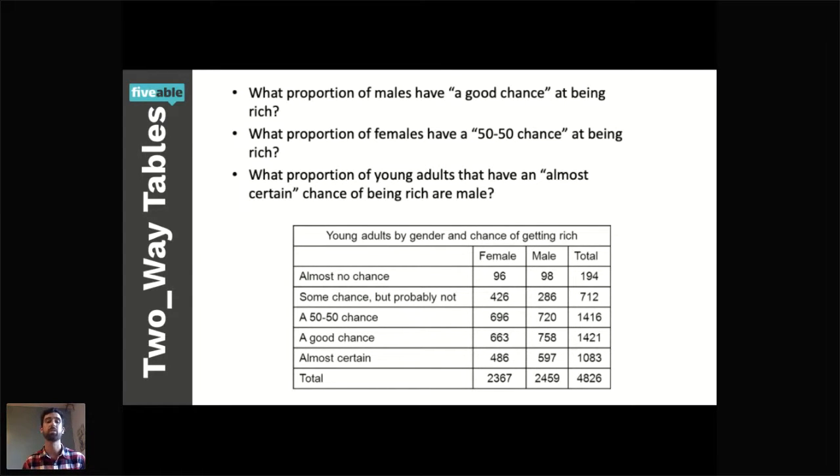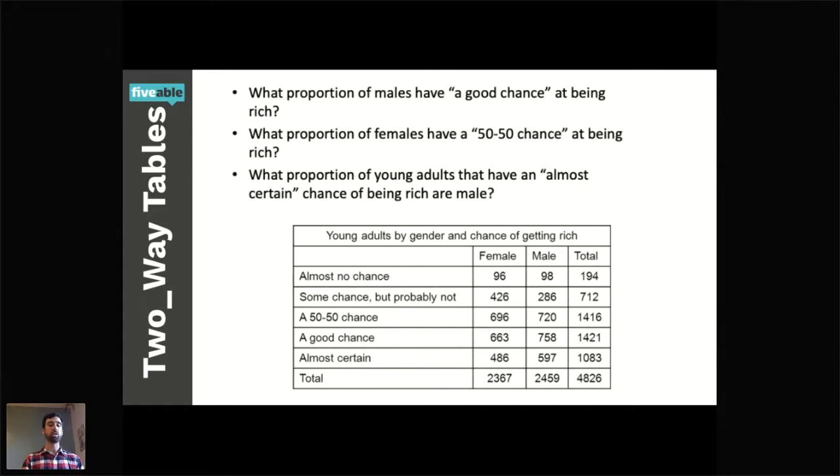Let's look at question 2. What proportion of females, or people who identify as female, have a 50-50 chance at being rich? Again, we're excluding the males. We don't care about the males right now. We're just looking at people who identify as female. That's a total of 2,367. Out of those 2,367, how many have a 50-50 shot at being rich? Well, it looks like 696 students. So 696 out of 2,367, that would be your answer here. You can convert that to a decimal or a percentage, but for the AP exam, you don't have to. So why bother?